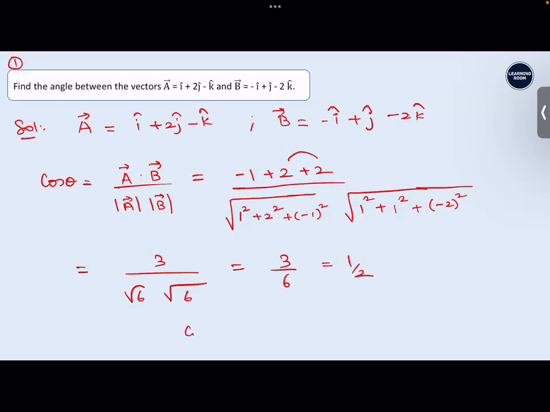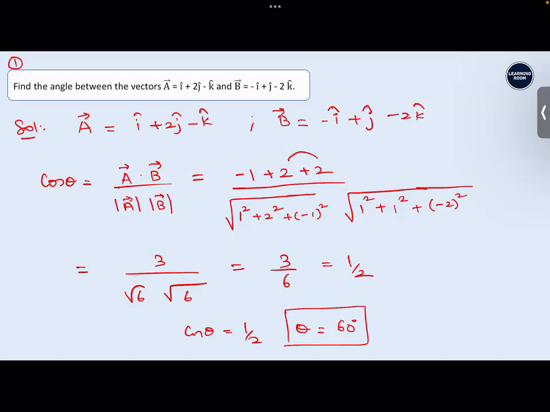cos theta is equal to half, so theta is? 60. Sin 30 is half, cos 60 is also half. So it is 60 degrees.